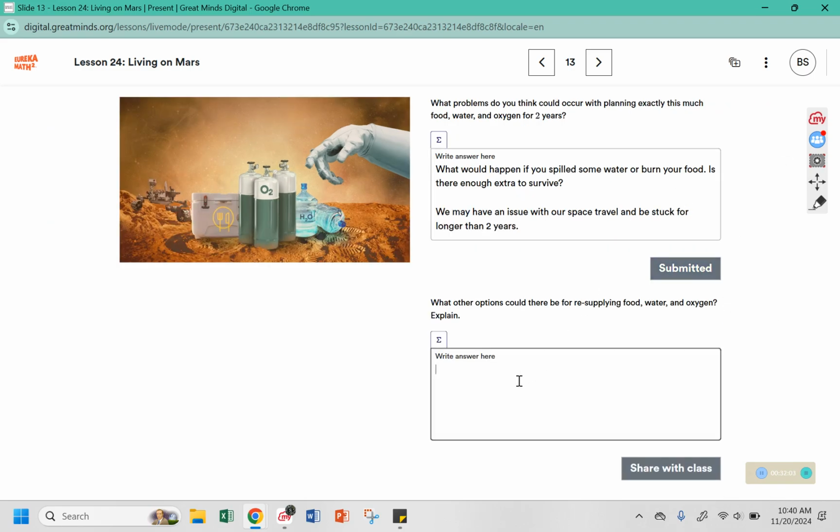What other options could there be for resupplying food, water, and oxygen? Explain. Well, maybe we could try to create a greenhouse or have our food freeze dried so the food doesn't take up as much space. So we can put more.